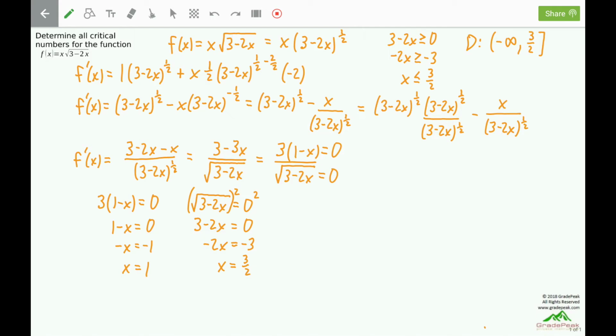Now we'll make sure that these are in the domain. The domain here is negative infinity up to and including positive 3 halves. X equals 1 is less than 3 halves, so it is in that domain, and we keep that. X equals 3 halves is in the domain by being the right endpoint of the domain, but it is in there, so we will also keep that. And there are 2 critical numbers for the function, x equals 1 and x equals 3 halves.